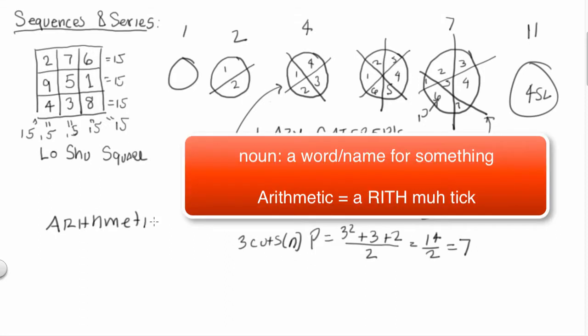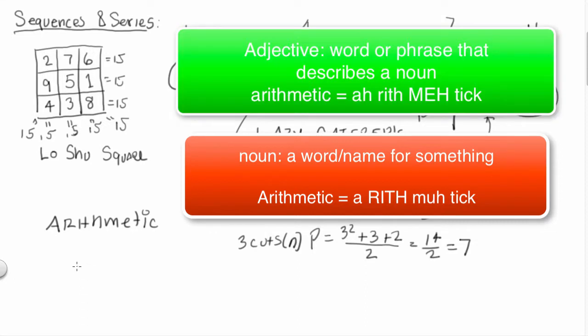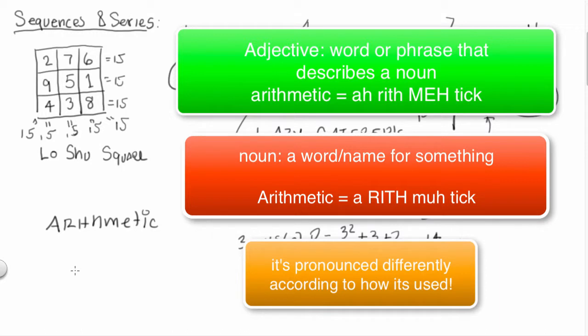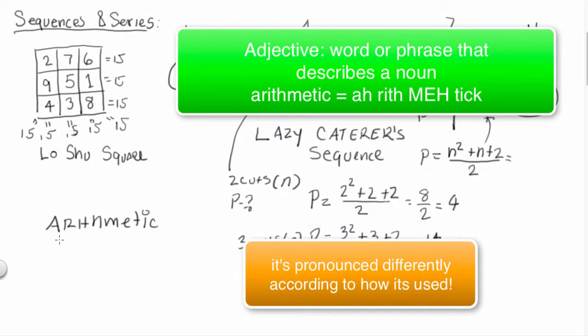Like arithmetic. Okay, yeah, I know we say arithmetic because when we use the word arithmetic as an adjective, we pronounce it differently. Don't tell me, I didn't make the rules, I just follow. So these are called arithmetic sequences.